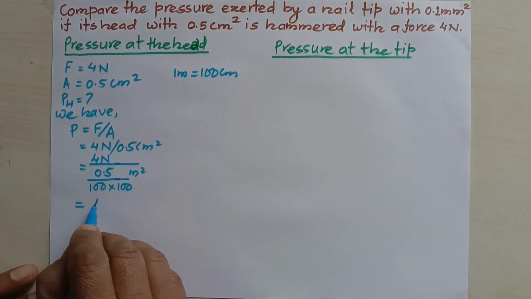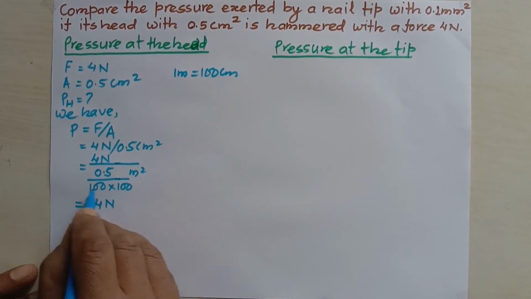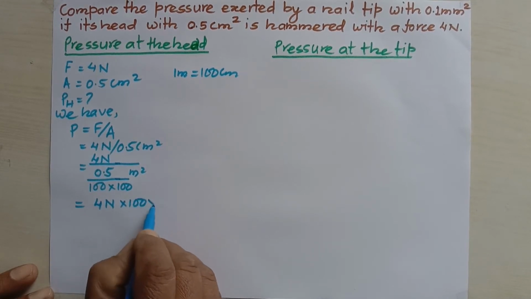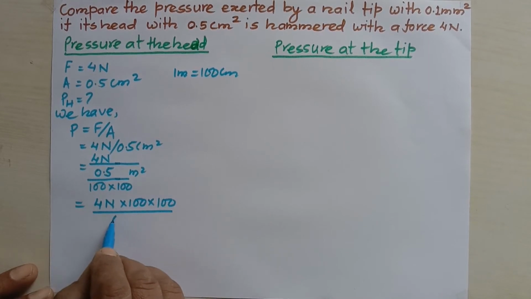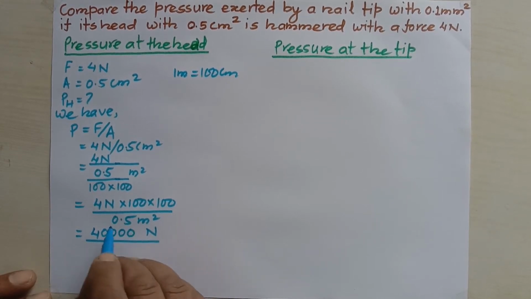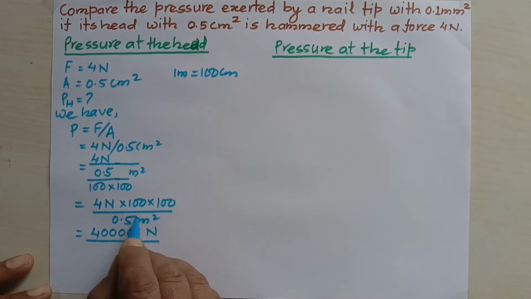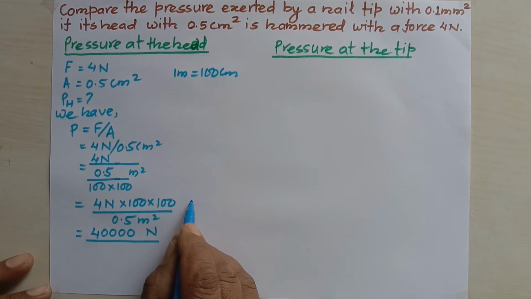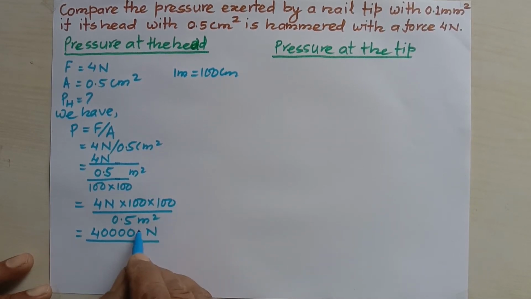Simple simplification. This 4 Newton is on the upper side, and the 100 into 100 goes up too, and in the denominator we have 0.5 meter square. Now this is equal to 4 multiplied by 100 into 100, which means we can simply write 4 followed by 4 zeros, 40,000 Newton. You can try with the calculator also. Now look at the denominator side, 0.5. We can do this very easily. If the point is shifted one digit to the right hand side, then we multiply the numerator with 10. That is, if one extra zero is placed here, we can shift this point to the right. It means in the denominator we now have 5, not 0.5, meter square.